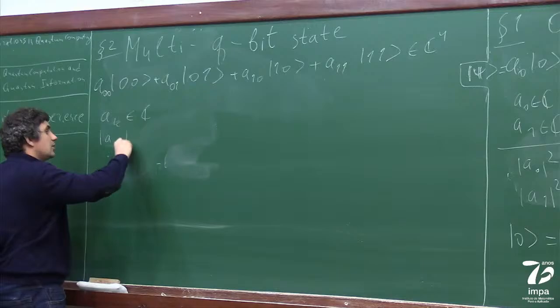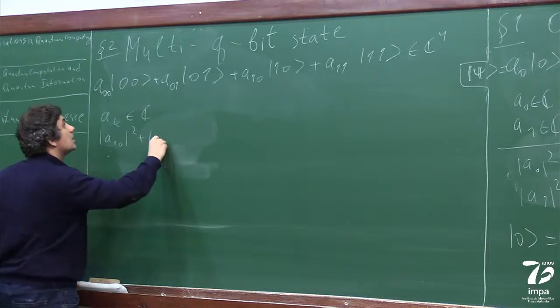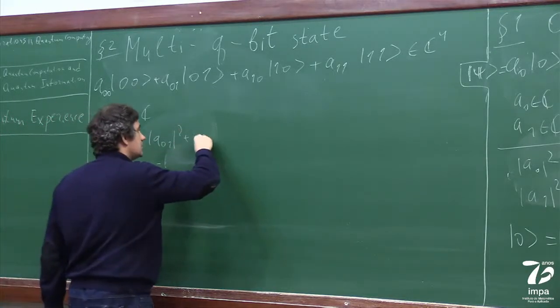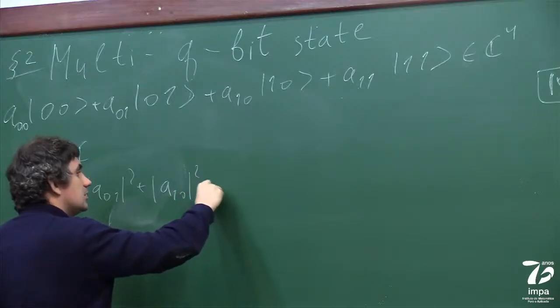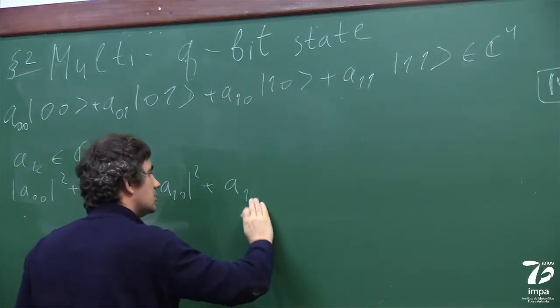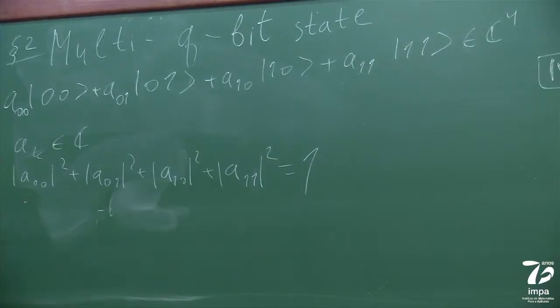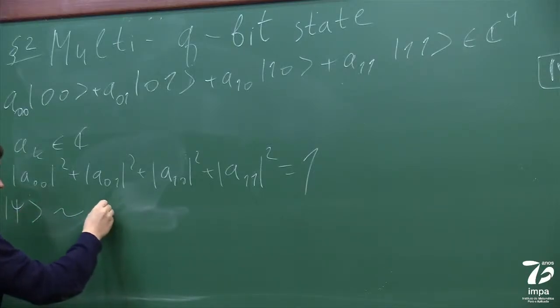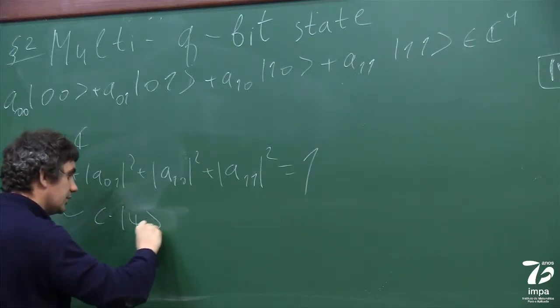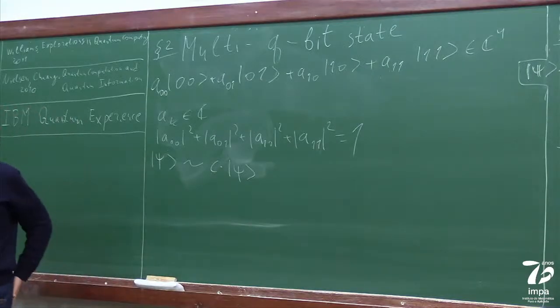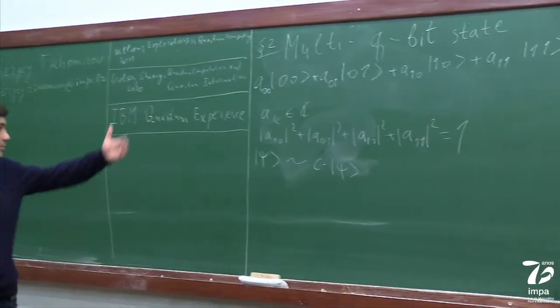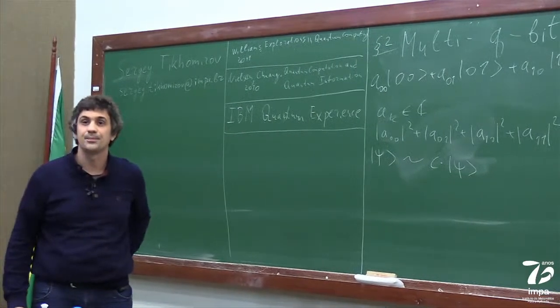with the same restrictions as before: the sum of squares is equal to 1, and the vector is equivalent to a constant times the vector. So the same two conditions, basically.